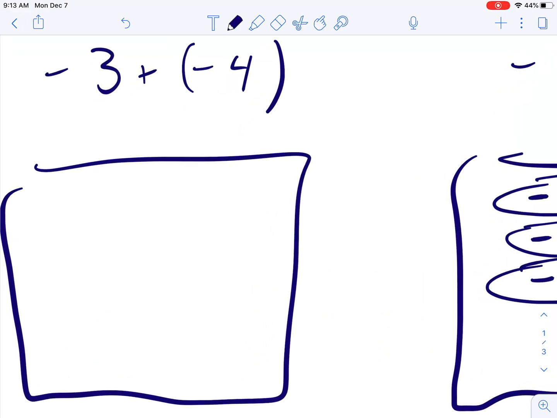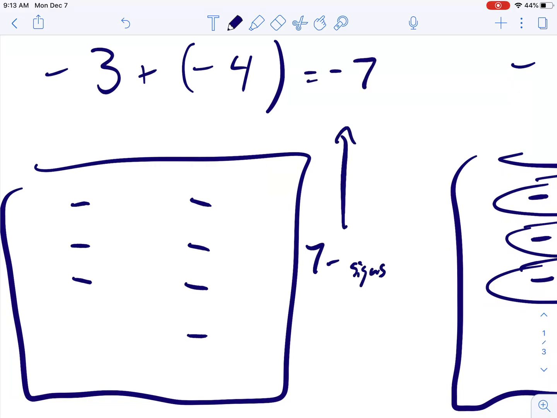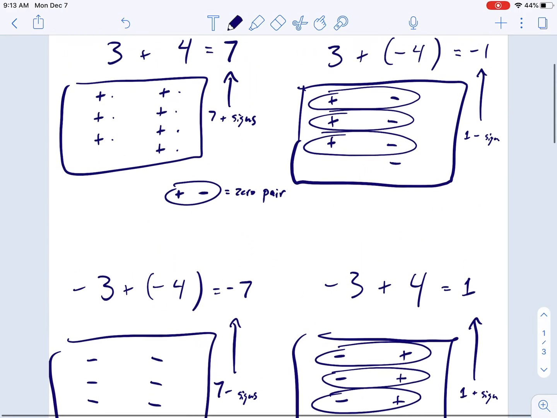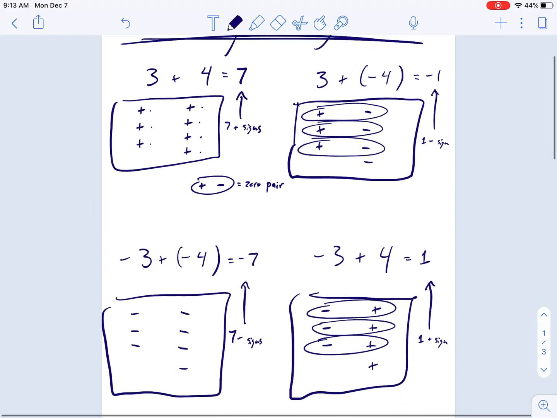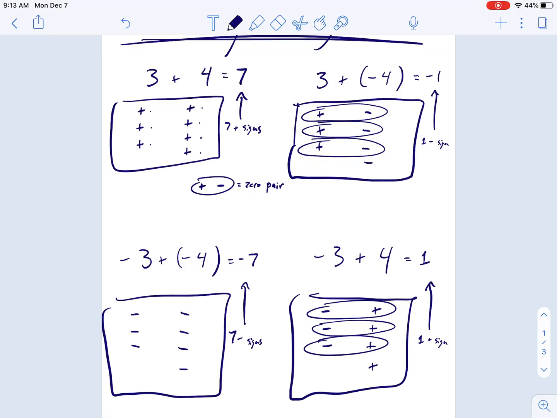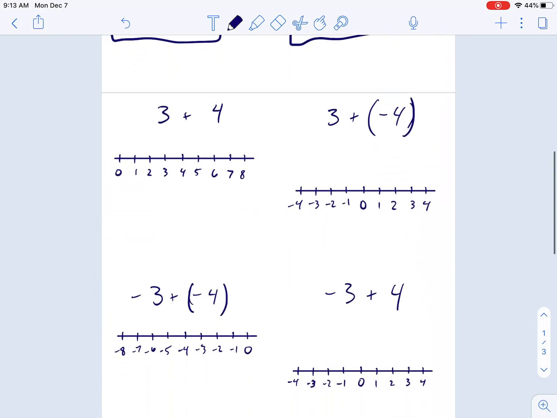And then finally this last one, right? So -3 plus -4. So we start with 3 negatives. 1, 2, 3. Then we add in 4 more negatives. 1, 2, 3, 4. And we ask ourselves, are there any zero pairs? And the answer is no, there are no zero pairs. There's no pluses to make a zero pair. So here we have 7 minus signs, which equals our answer of -7, okay? So that is one way you can add integers, is by writing out the pluses and minuses that are in there and then making zero pairs, okay?